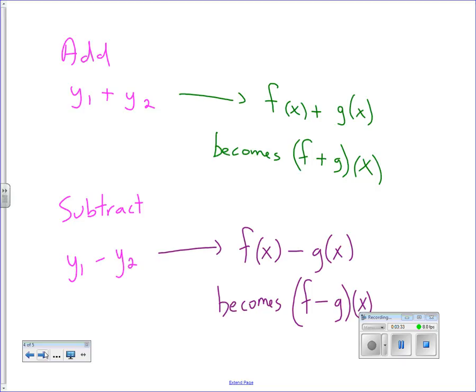I can condense that by putting the two functions together, f plus g, and then say you're going to use the variable x. I can do the same with subtraction, y1 minus y2, or f at x minus g at x, which becomes f minus g bracket x.